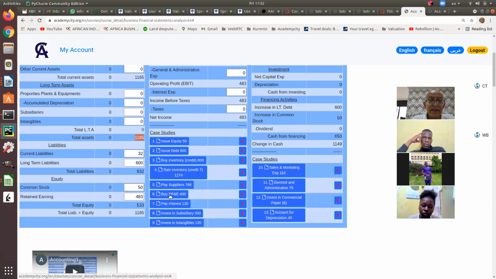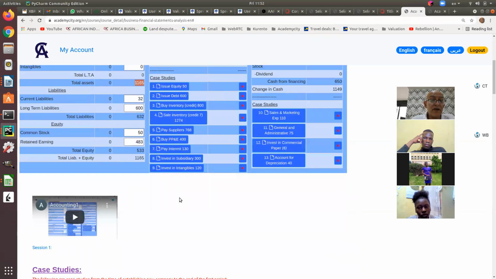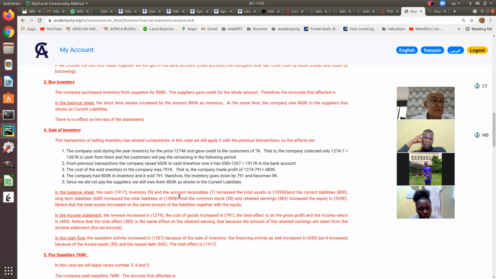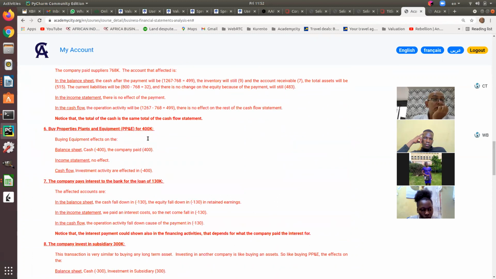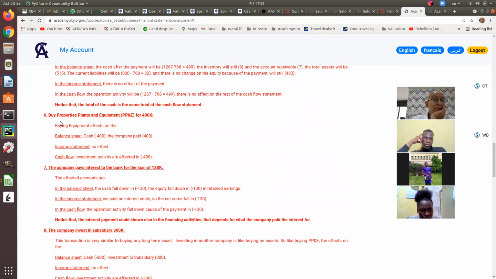PPE means property, plant, and equipment. I repeat it. It's an acronym used a lot in accounting. Property, plant, and equipment. If you go and look, number 5, let me see what the story said, okay? Sorry, number 6. The company is going to buy some assets. Which asset did I say? They bought equipment. Doesn't matter really.